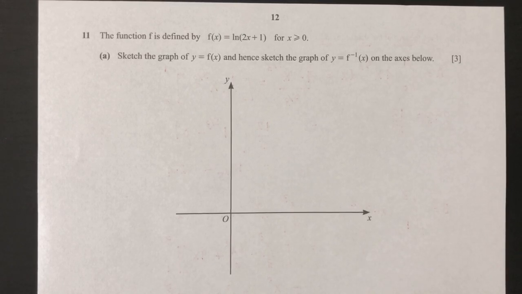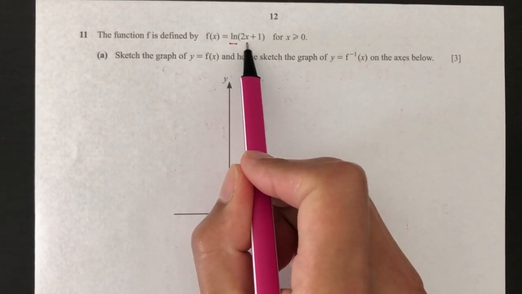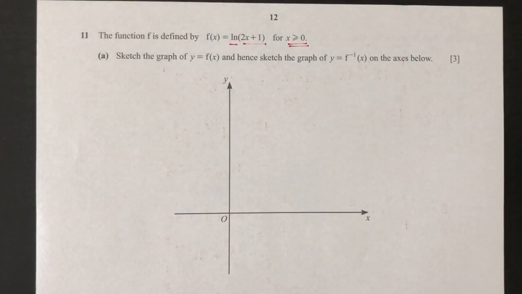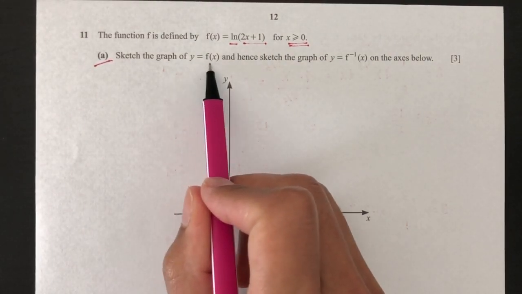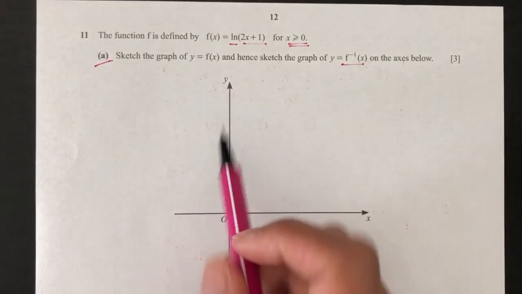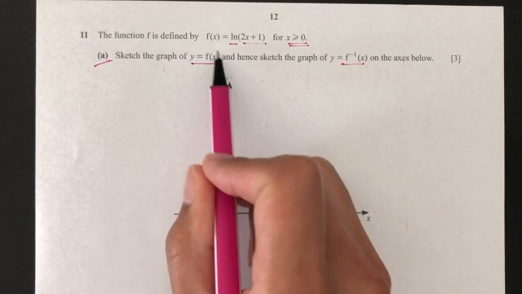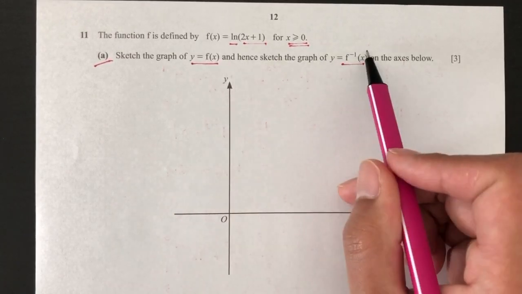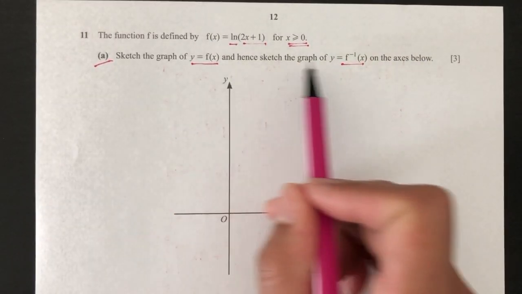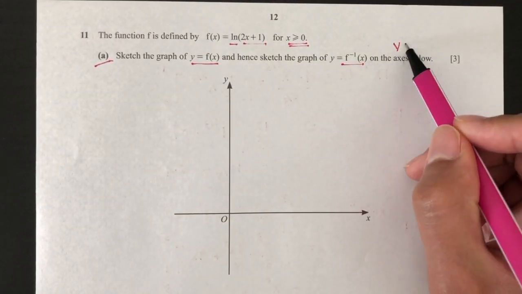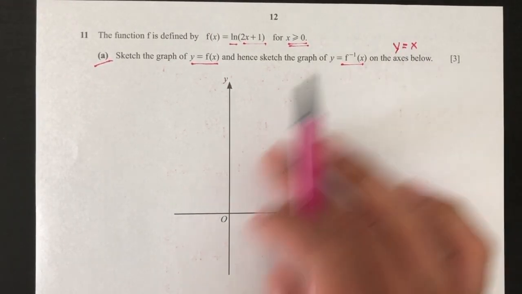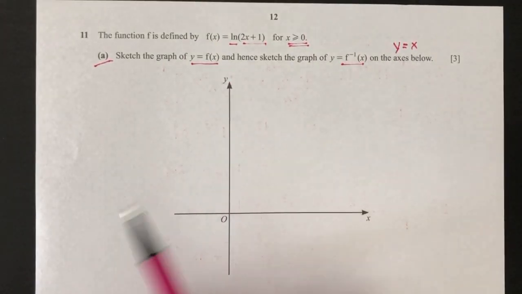The function f is defined by f of x equal to ln(2x plus 1) for the values of x more than 0. Part 1, sketch the graph of y equals f of x, and hence sketch the graph of y equal to f inverse of x. So you have to know the relationship of f of x and f inverse of x. From practice and experience, you will know that these two graphs are just reflections in the line y equal to x. That is the key point here in this question.